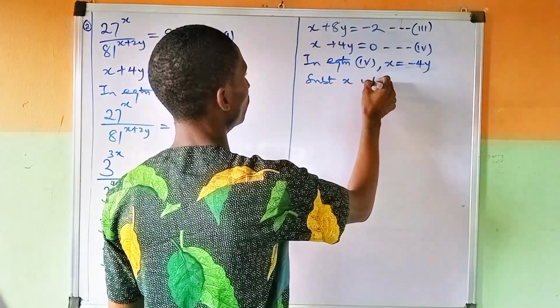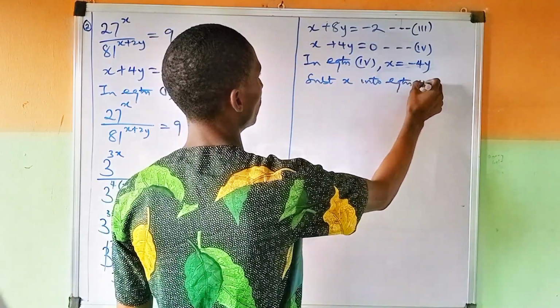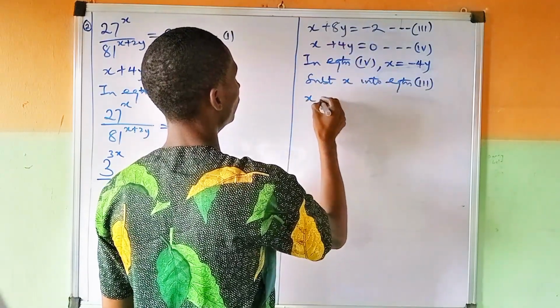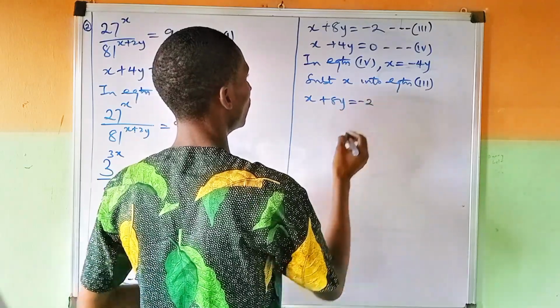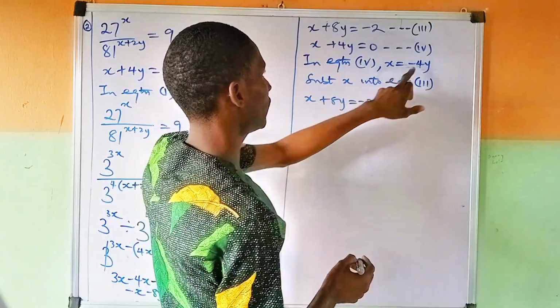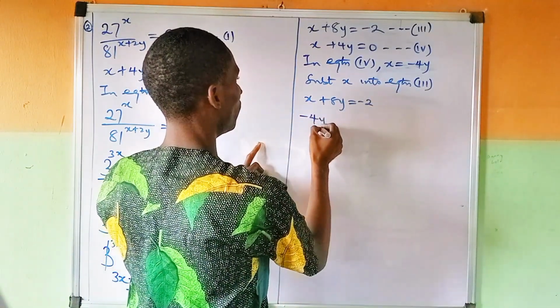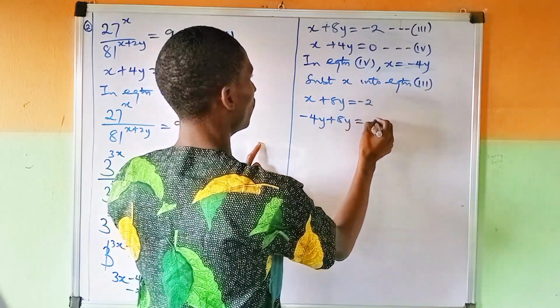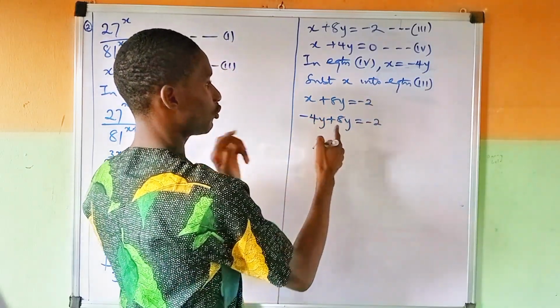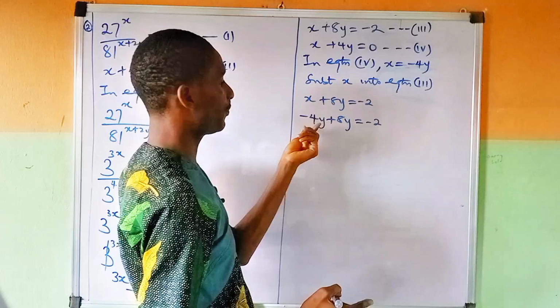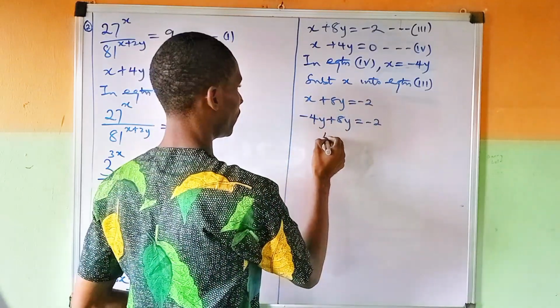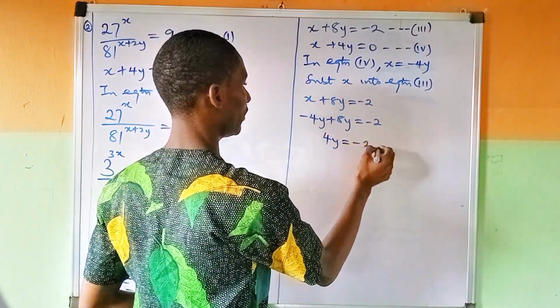Substitute x into equation 3. What's equation 3? x plus 8y equals minus 2. Anywhere you see x, replace with minus 4y. So minus 4y plus 8y equals minus 2. You are owing 4, you have 8. If you pay your debt, you will still have 4 left. So our 4y is going to be equal to minus 2.